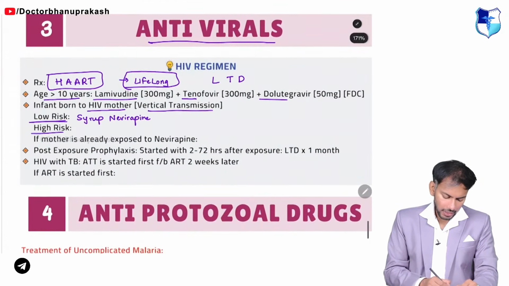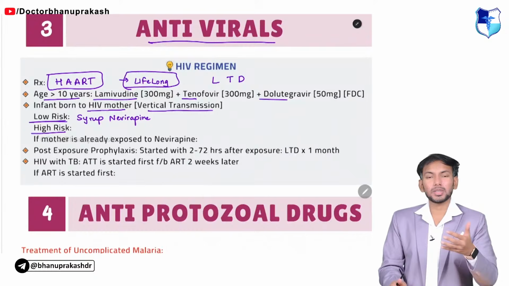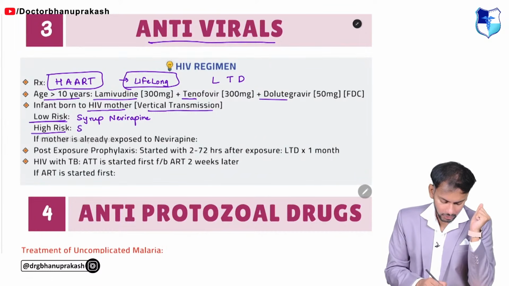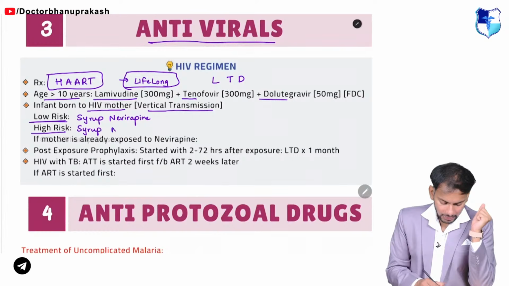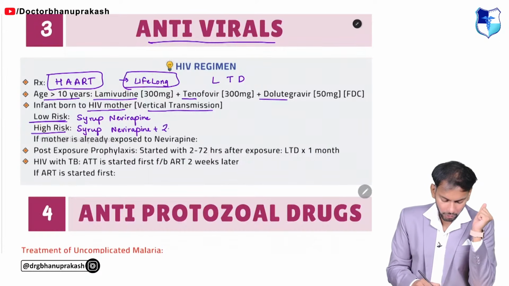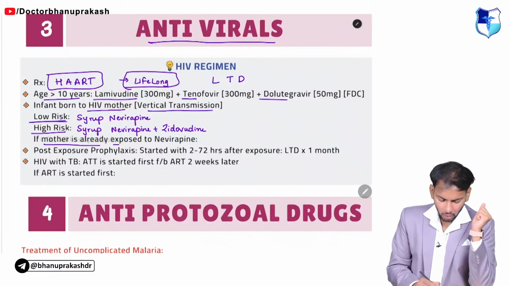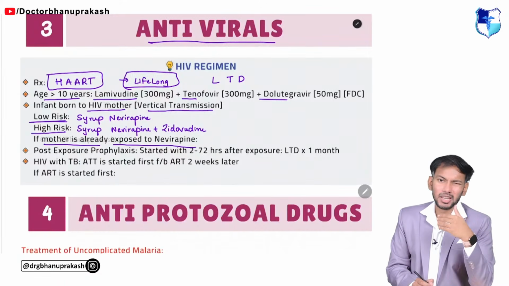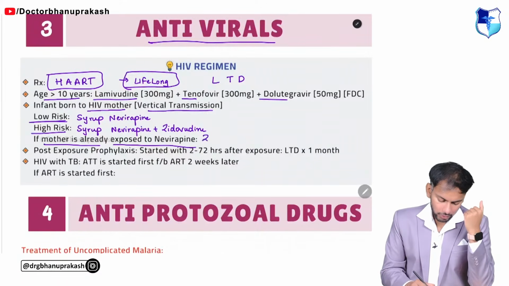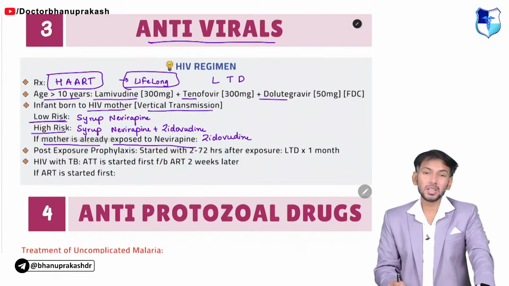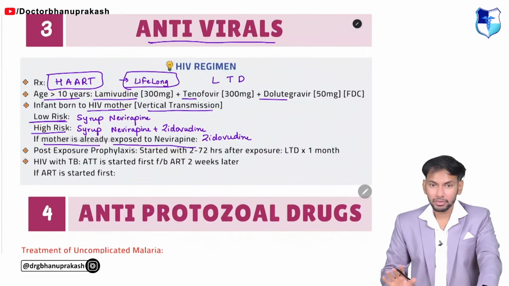Now, if the baby is at high risk, that means the mother is not using any ART, the baby is at high risk of getting HIV. So in this patient, you will use syrup nevirapine along with zidovudine. You have to give zidovudine as well. Let us suppose the baby's mother is already exposed to nevirapine, that means she has used nevirapine before, then you will give zidovudine. These are the most important things about the treatment of HIV.